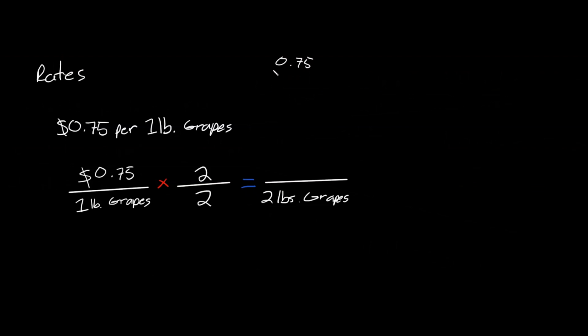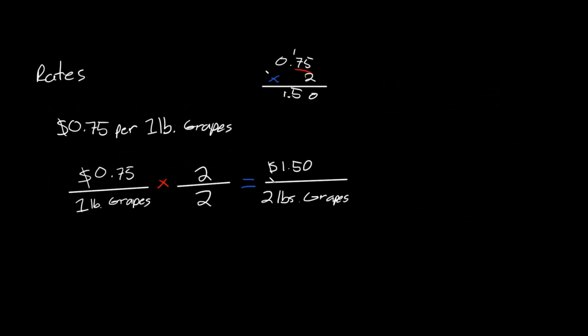0.75 multiplied by 2. So 5 times 2 is 10, so we carry the 1. And then 7 times 2 is 14, plus that 1 is 15. And you can notice here that we have 2 numbers to the right of the decimal place, so we're going to have 2 numbers to the right of the decimal place in our answer. That leaves us with 1.5. But since we're talking in money, that's going to be $1.50.